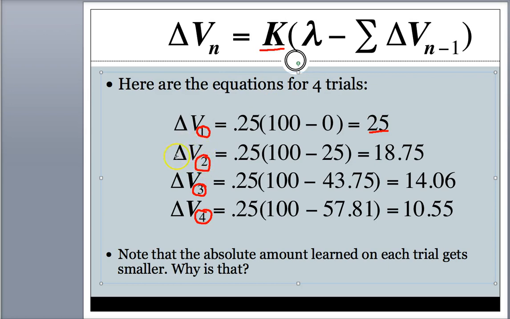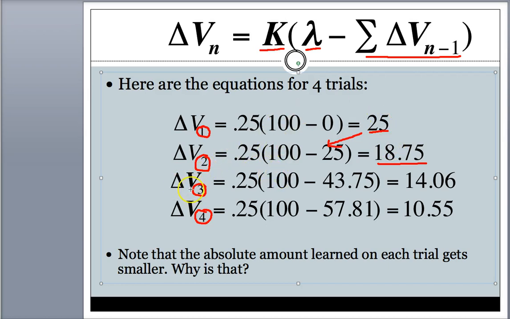For trial 2, the change on trial 2 will be 25% of the same 100, the total, lambda, minus the sum of the delta V's from previous trials. So again, we bring the 25 here, and we subtract 25 from 100, we get 75. Take 25% and you get 18.75. Now on trial 3, the associative strength that has been imparted to the CS is the sum of the 25 plus the 18.75, which is 43.75.